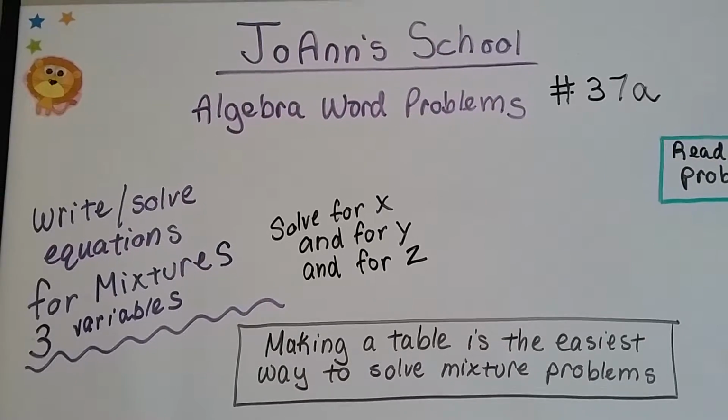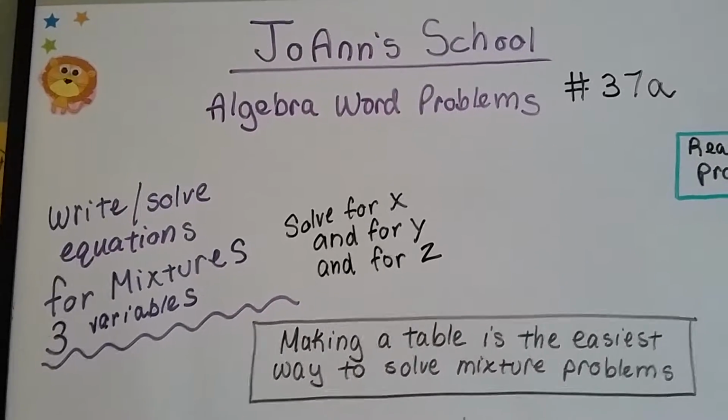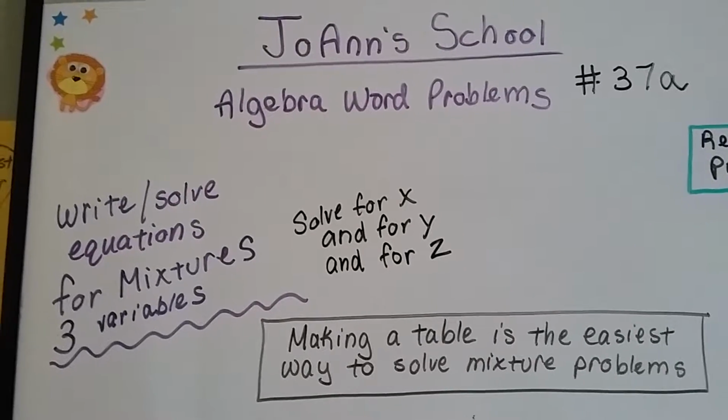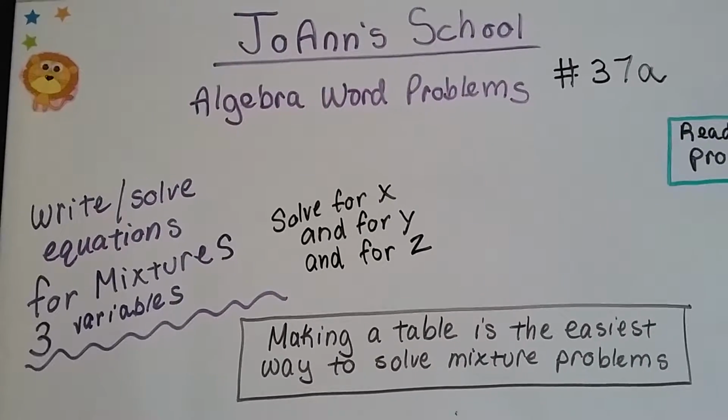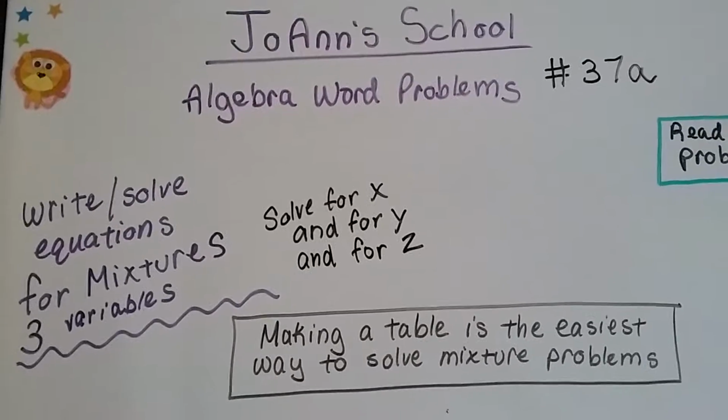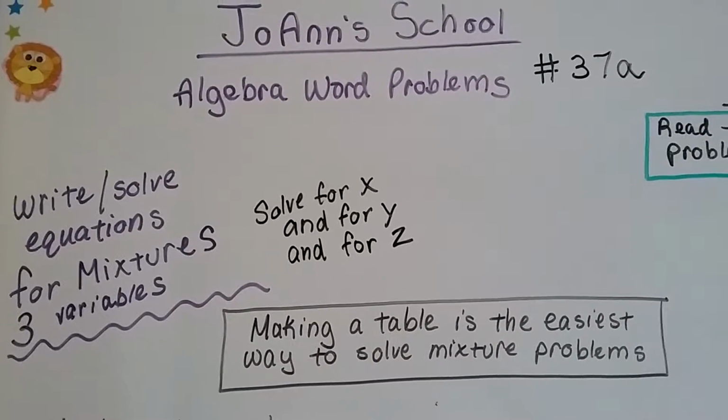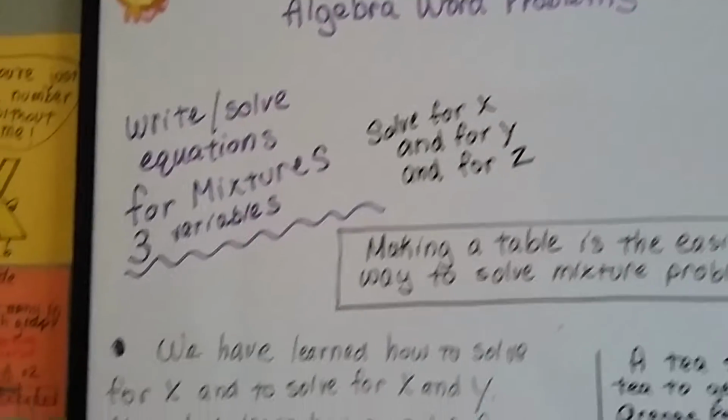Algebra Word Problems number 37A. Write and solve equations for mixtures with 3 variables. Now we're going to solve for x, y, and z. Making a table is the easiest way to solve mixture problems.